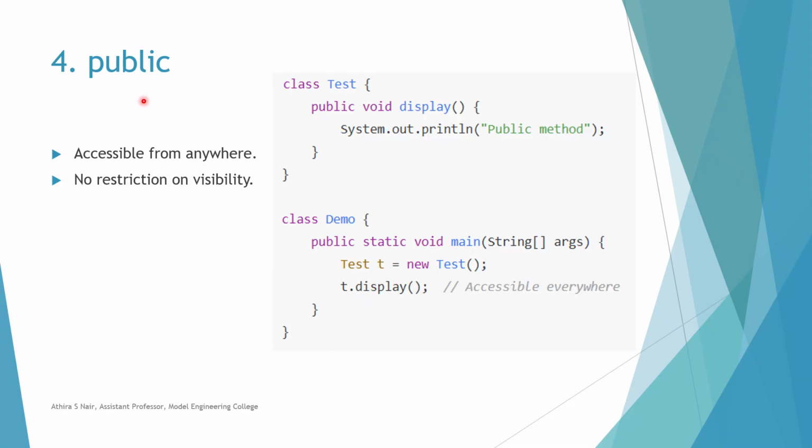The last type is public. Public is accessible from anywhere. There is no restriction on visibility. So here we have a class Test, and here we have a function display to print public method. And in the main function, sorry, main class, we have created an object t, and here t.display(). So this is accessible everywhere because this is created as public.